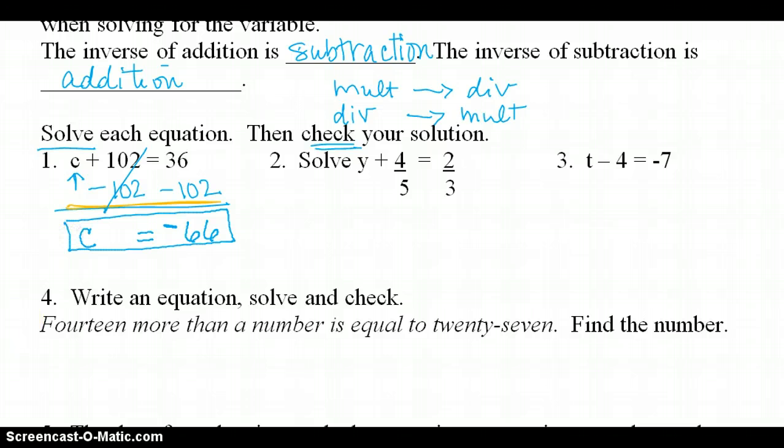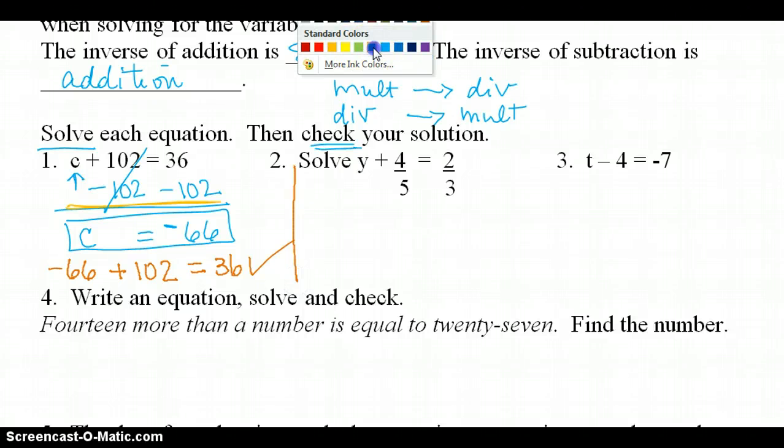Now let's check. So I'll pick a new color to check. Negative 66, I'm going to replace C with negative 66 plus 102. Does that leave me with a positive 36? And it does, so it does check out. All right, I'm going to draw a line because I'm crowding my second example and change colors. So let's look over here.